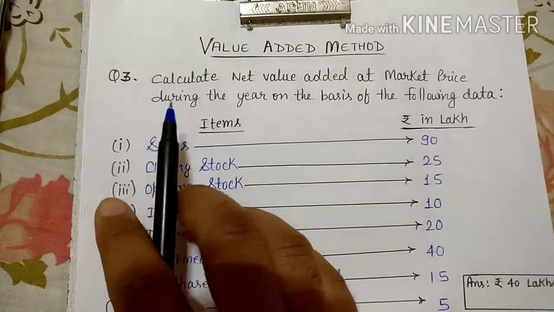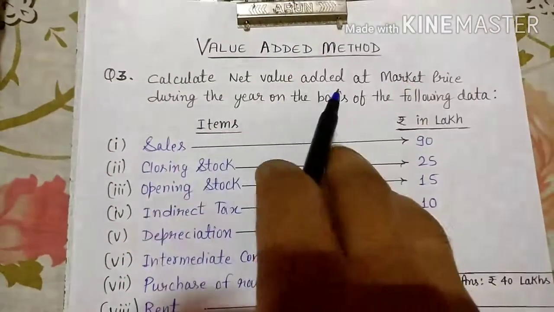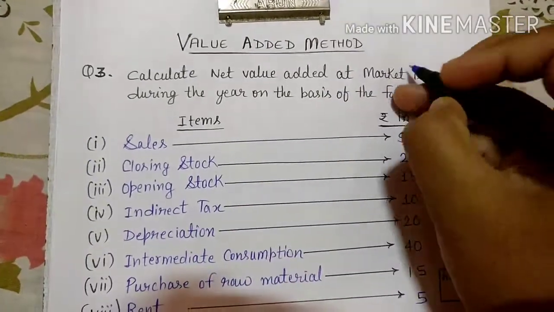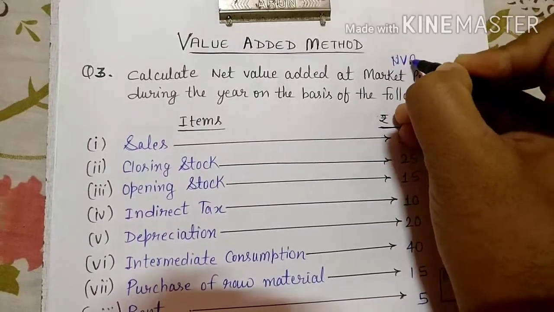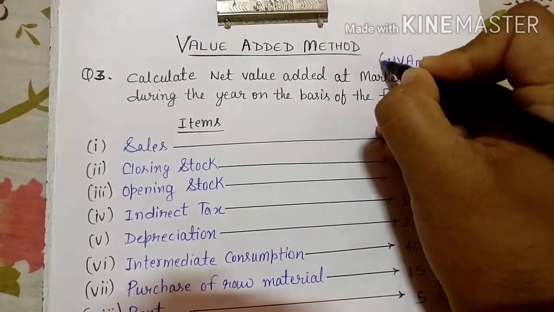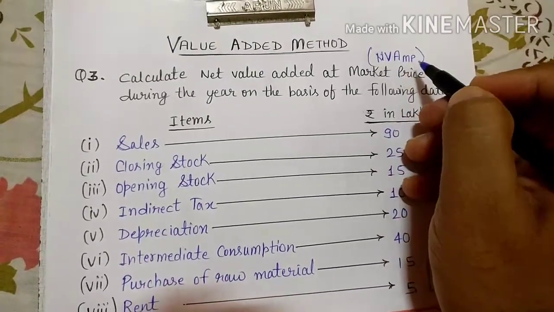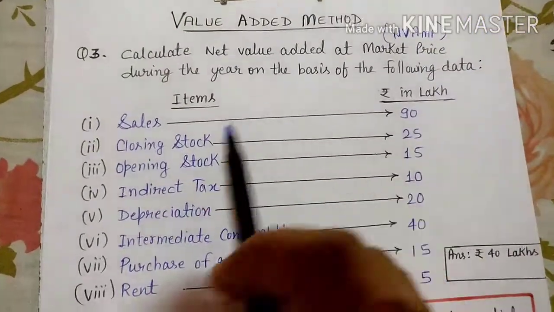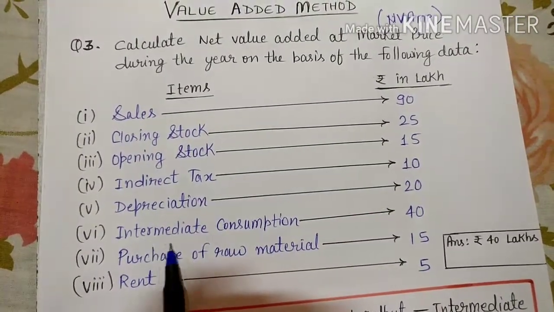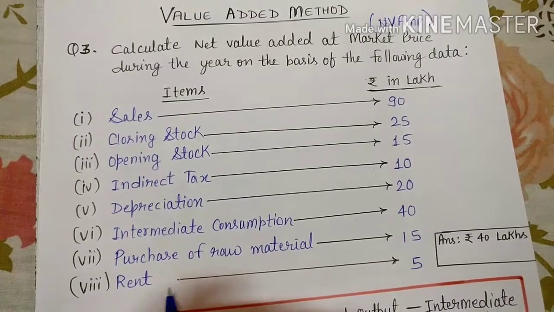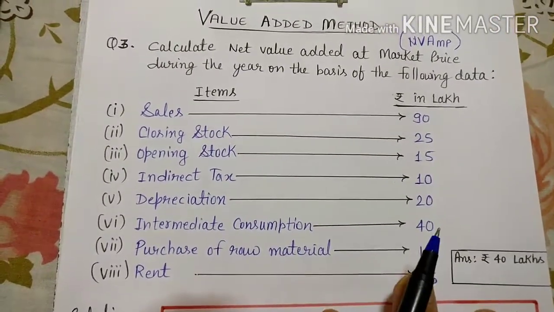So now move on to our third question, that is calculate net value added at market price. Remember, earlier they were asking about factor cost, but now they are asking about MP. So what items are given here? Sales, closing stock, opening stock, indirect tax, depreciation, intermediate consumption, purchase of raw material and rent. Some items they are giving to confuse the students.